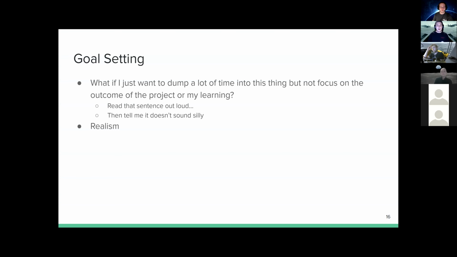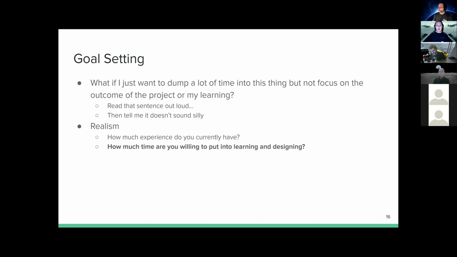The second part to goal setting is you want to be realistic, right? How much experience do you currently have coming into this? How much time are you willing to put into learning and designing is also critical. I would venture to say, and the reason I put this in bold, is that that's far more important than the amount of experience that you currently have. While you can leverage previous experience with mentors at your disposal, you can pretty much catch up to any amount of learning that you want to get out of this, and any design you want to try to do if you're really willing to push enough for it.